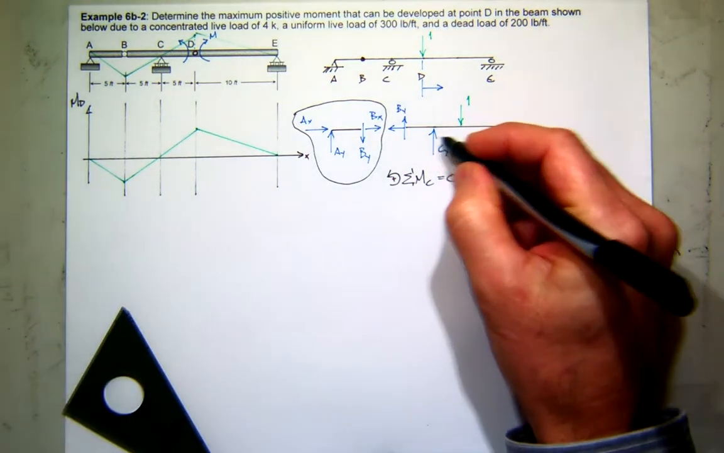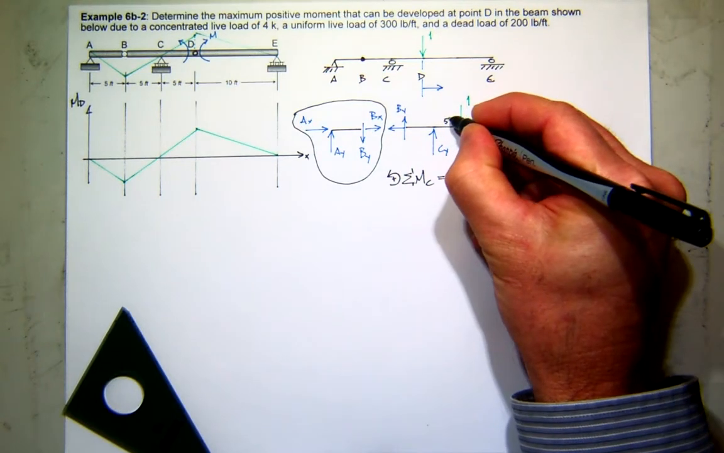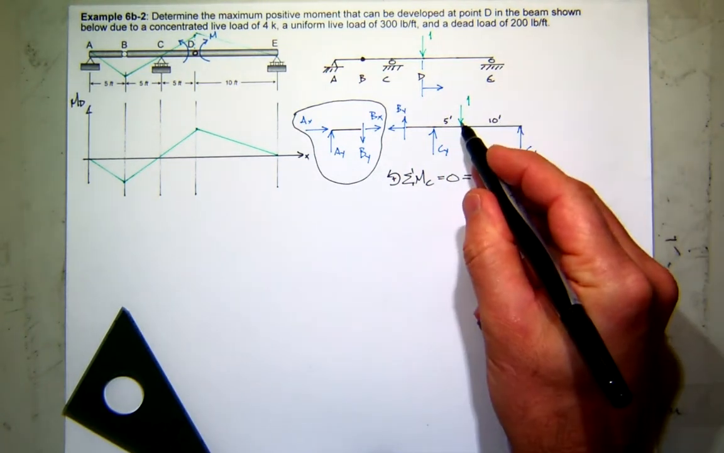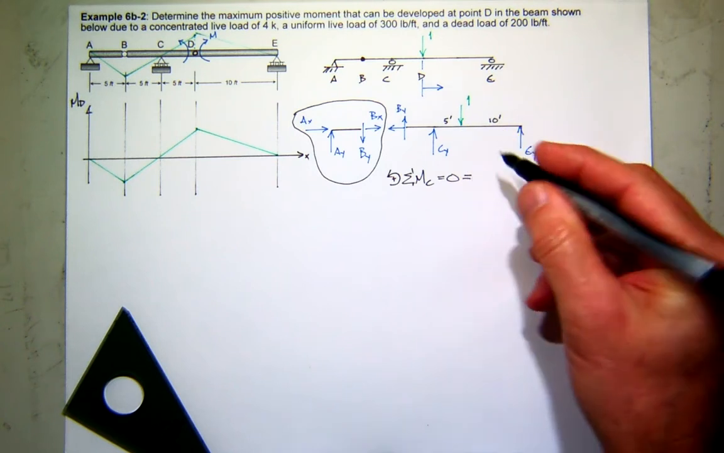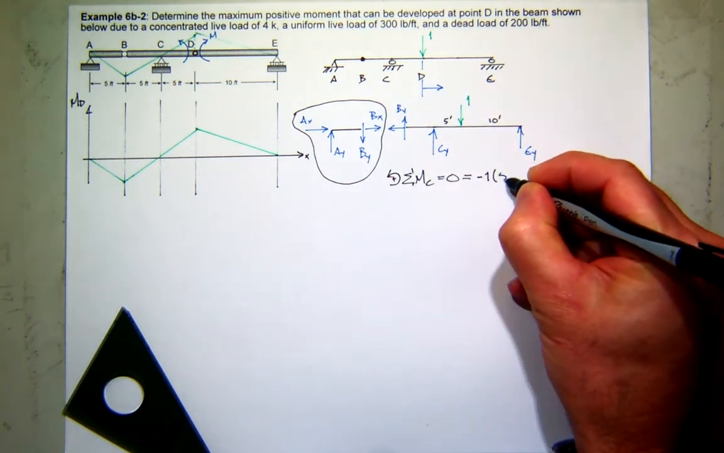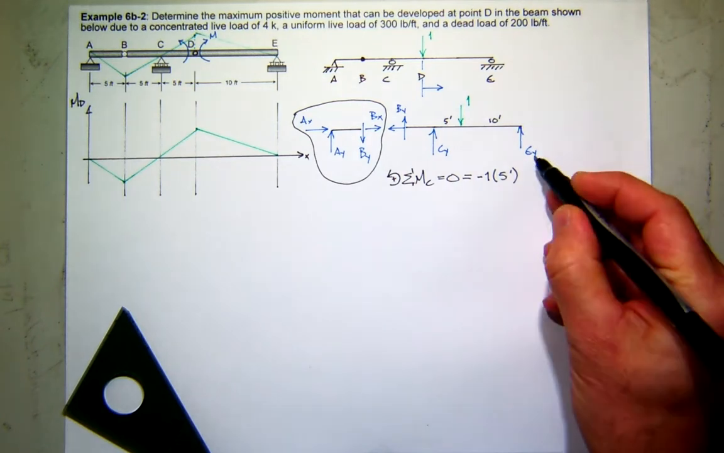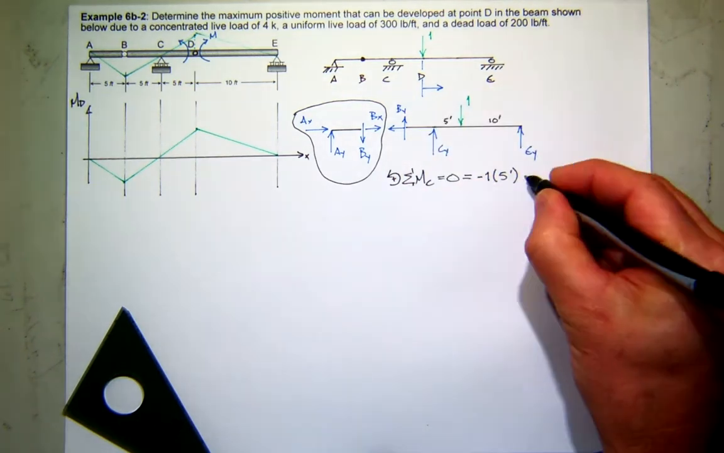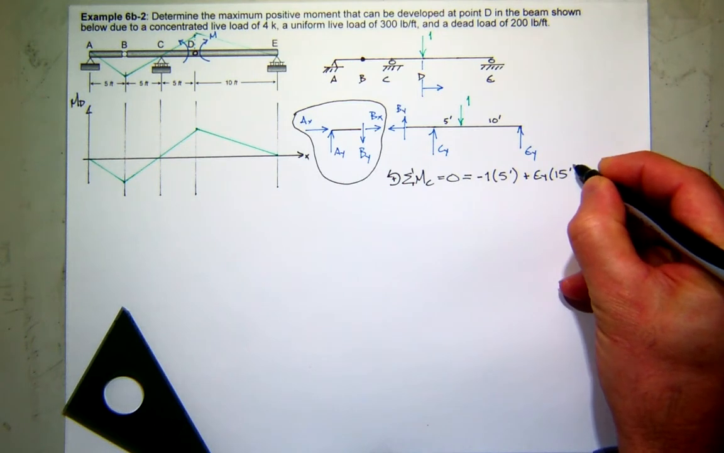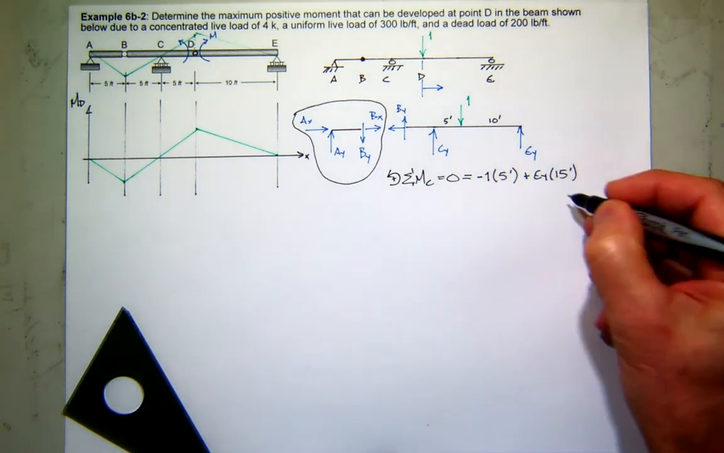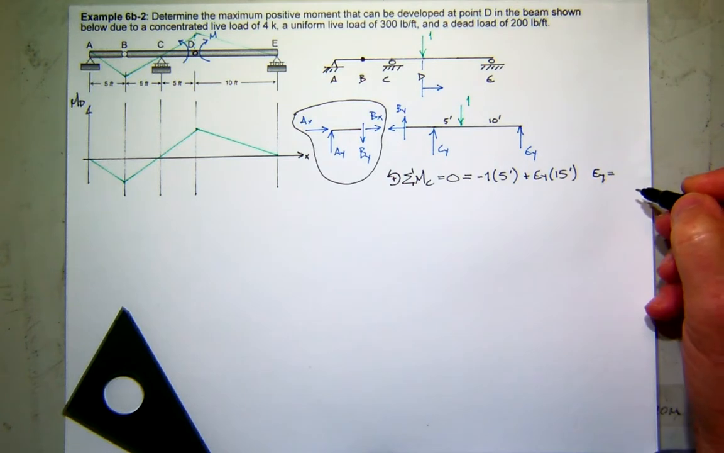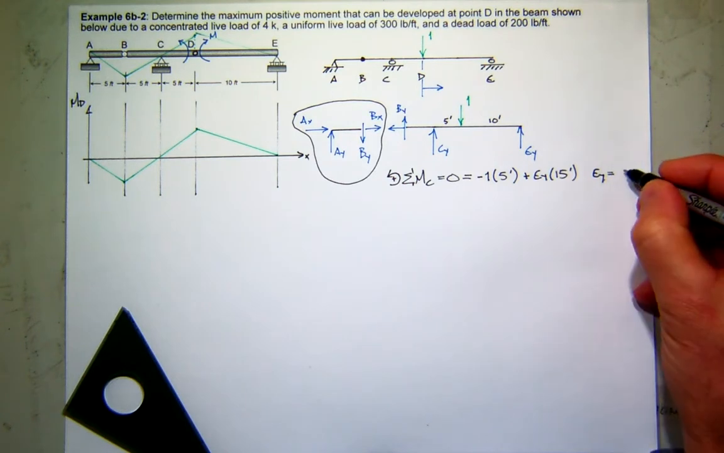Now the distance from C to D is 5 feet, and it's an additional 10 feet out here. So I'm going to have the moment produced by my unit load about C, which is negative with my sign convention. So 1 times the moment arm of 5. And then Ey creates positive moment about C with the moment arm of 15. So what's Ey equal to? 1/3.